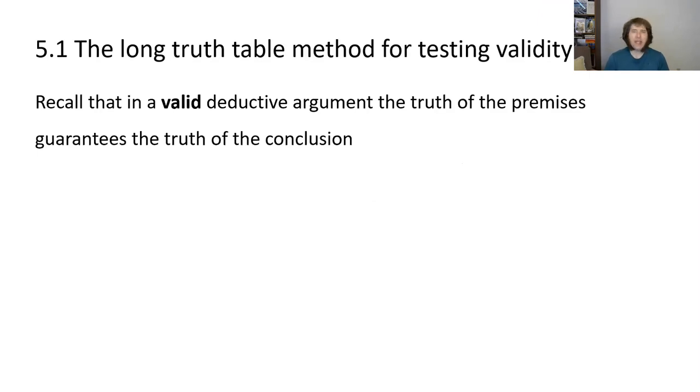Well, to really understand what the method is and what it is we're doing, we have to reach back to some of the very first things we were learning about deductive arguments, which is the distinction between formal validity and invalidity. Right? So in a valid deductive argument, the truth of the premises guarantees the truth of the conclusion. Right, remember that. That's really the characteristic feature of a deductive argument, that if it's valid, the truth of the premises guarantees the truth of the conclusion.